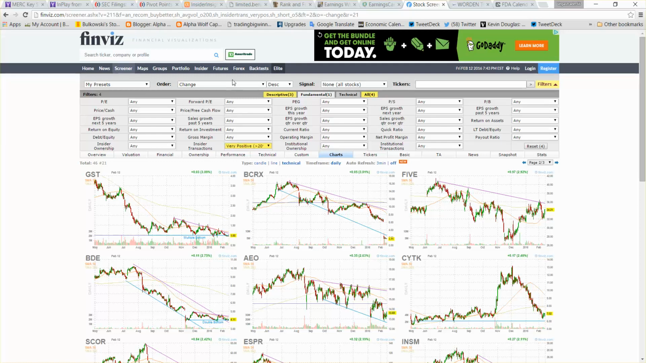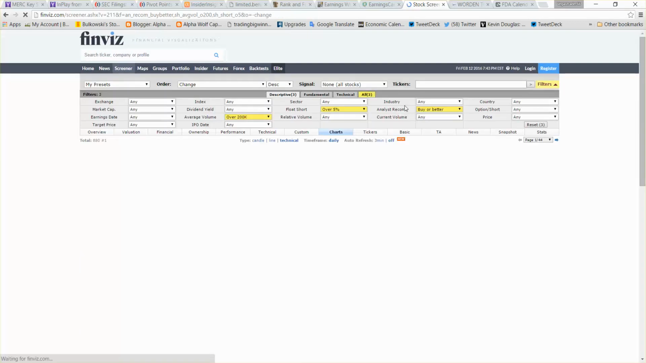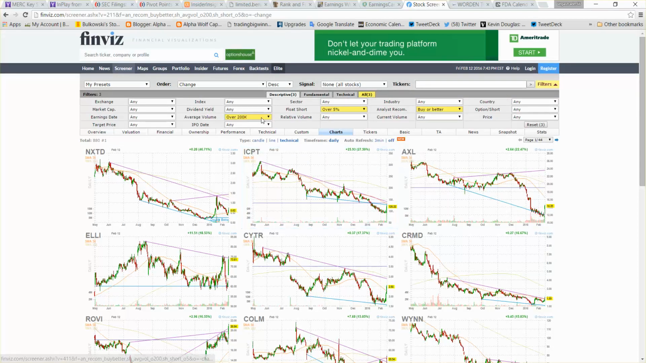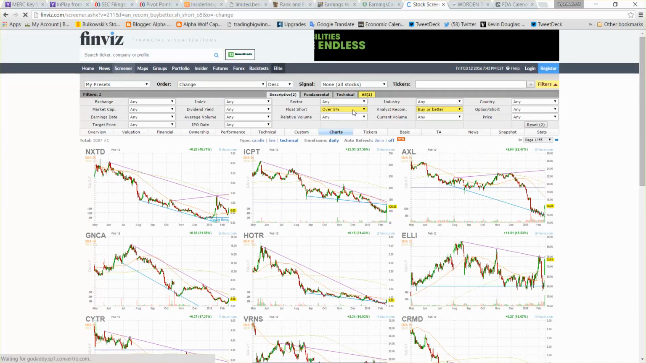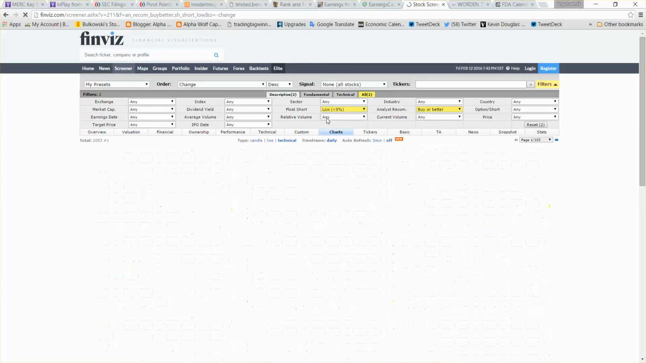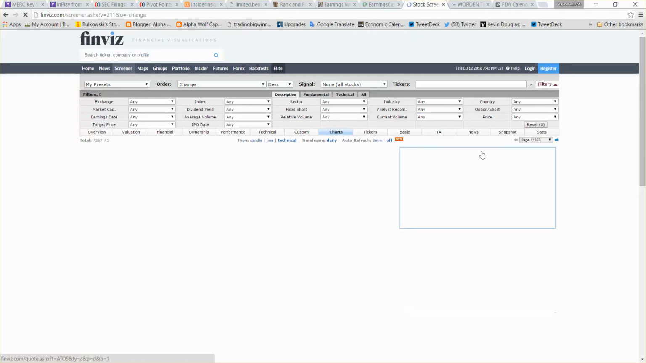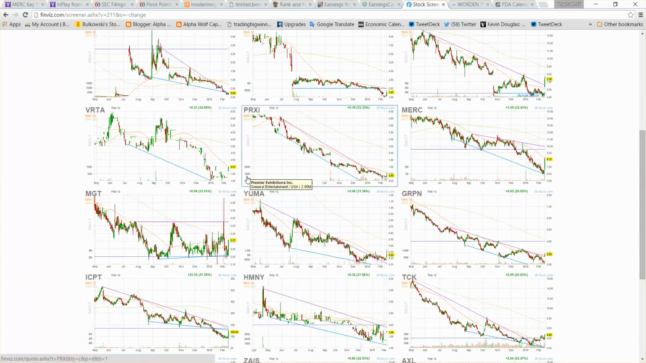And it is very easy to set up specific scans. You set your parameters, and I'm going to take you through that here in a second. And there's a favorite scan that I like to use on FinViz. I'll show you what that is. But currently, you've got 363 pages of charts available.